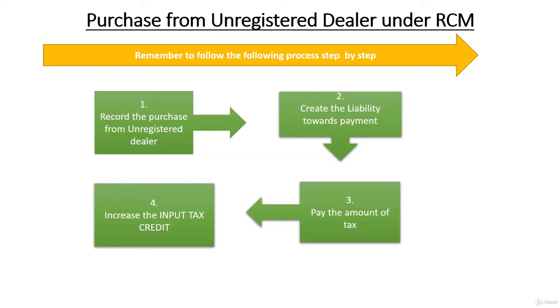Am I clear? You have to follow the simple four steps. First, record the entry of your purchases from the unregistered dealer. Second, create or increase the liability towards your payments. Third, pay the amount of tax. Fourth, increase the input tax credit so as to set off and take the benefit in the future from your tax amount. So this is all about the reverse charge mechanism in brief, and we will continue in the next lecture with how to post the entries in Tally.